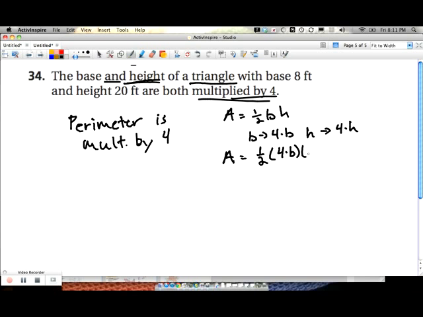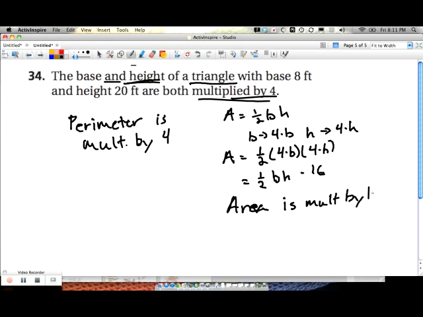Now if we're to kind of move this around, I could regroup it as 1/2 base times height times, and then we have 16. So how does the area change? The area is multiplied by 16. Cool.